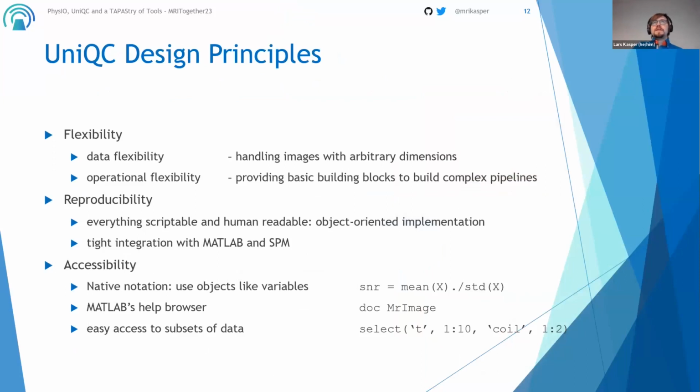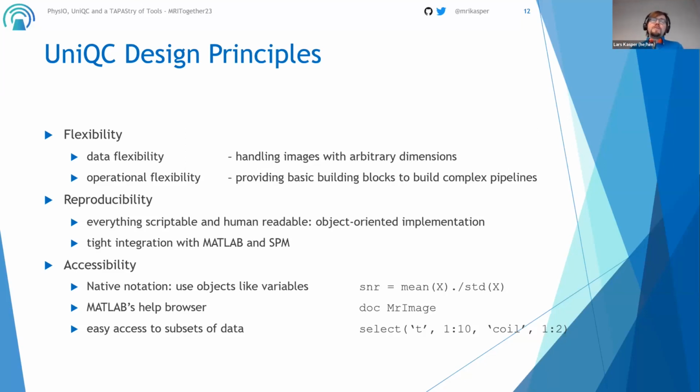So the design principles of UniQ are, again, flexibility. We want to be able to handle images with arbitrary dimensions because that's what happens if you prototype. And we want to be operationally flexible, so provide basic building blocks and build complex pipelines as they're used in functional MRI. We want to be reproducible. Everything should be scriptable, but also human readable. So we adopted an object-oriented implementation that is also tightly integrated with MATLAB and SPM so that we don't have to reinvent the wheel for established techniques.